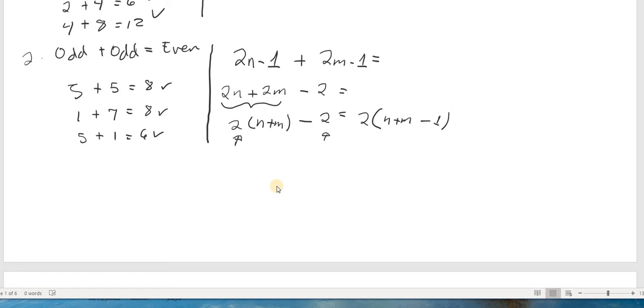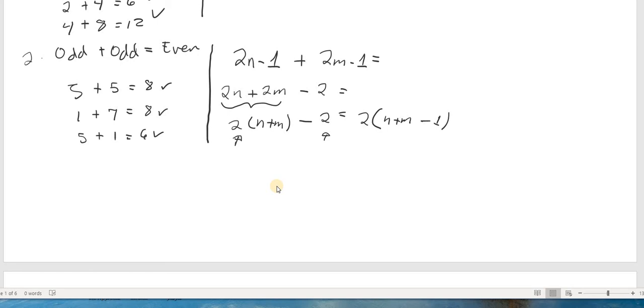And if you want to convince yourself that you did it correctly, the opposite of factoring is to multiply. So if you multiply, it's supposed to give you back the same thing, right? So 2 times n plus m is this part. 2 times a negative 1 is negative 2. Yep, is that part. So far, so good.